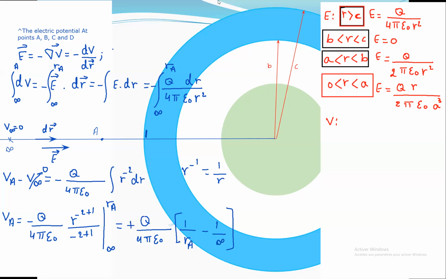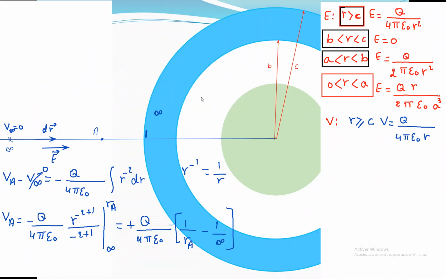Okay, we can write here the value in the case of R greater than or equal to C. We have V equals to Q divided by 4 pi epsilon 0 times R at any point outside the shell. Okay, now we calculated the potential at these points.